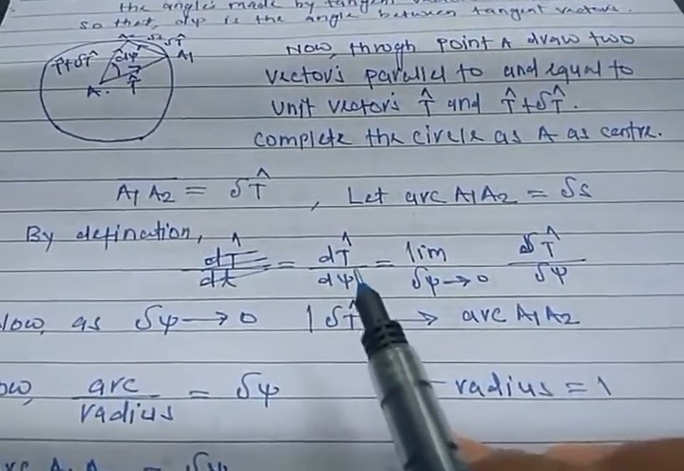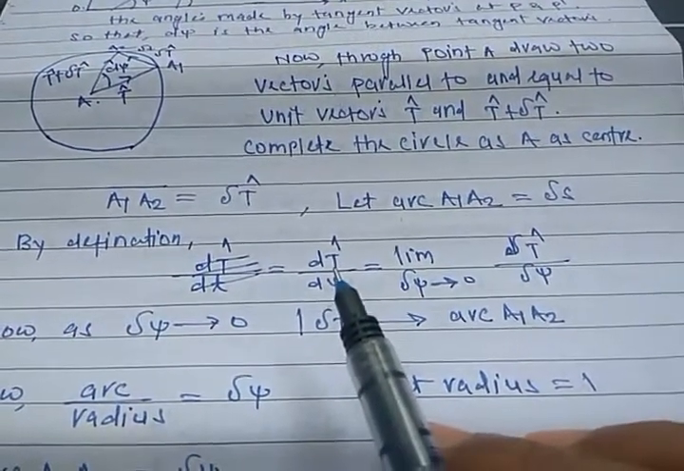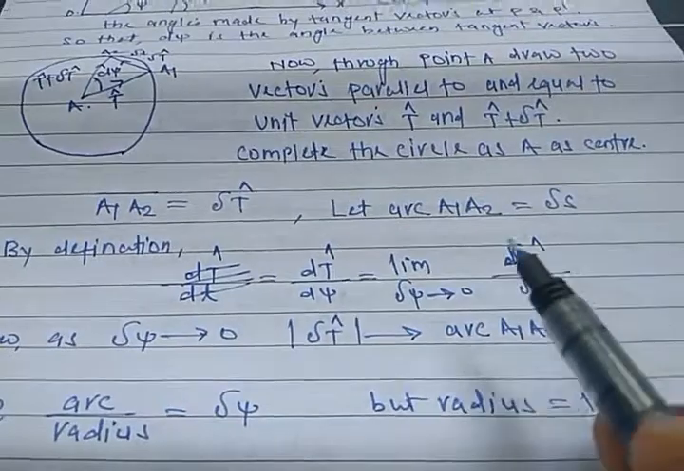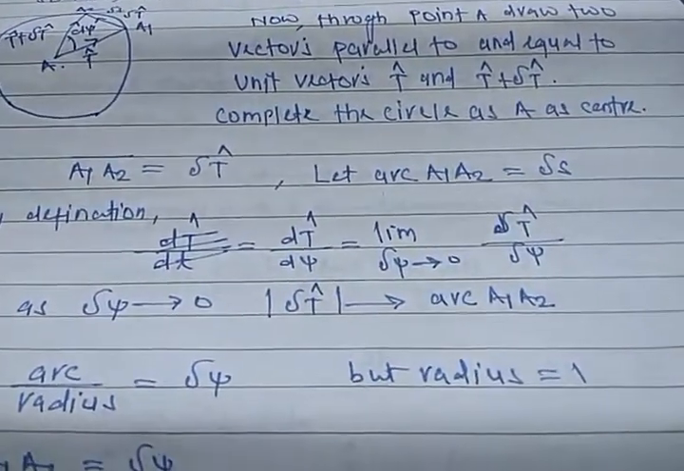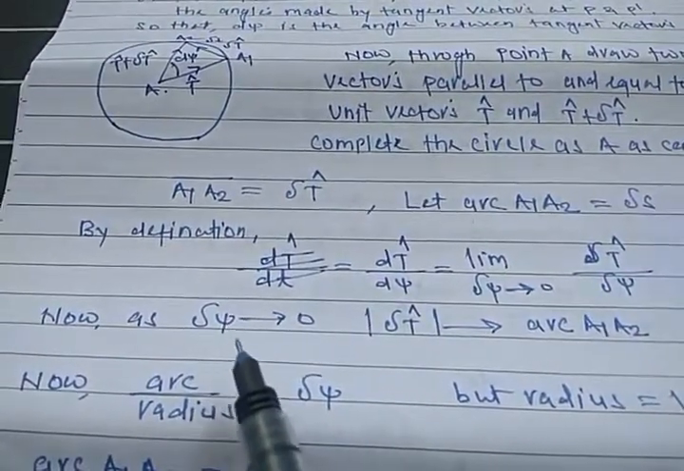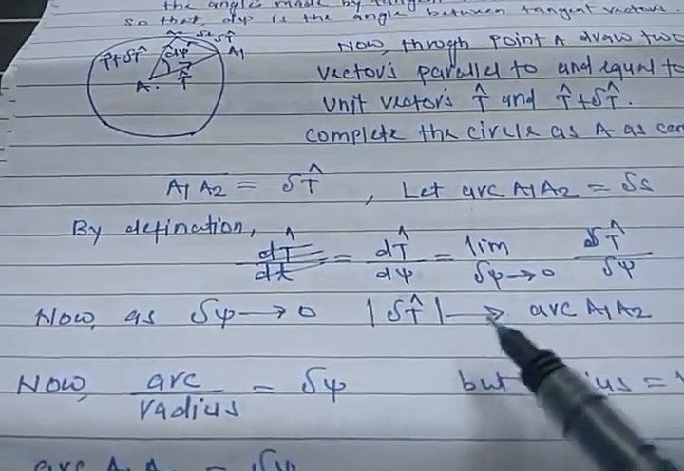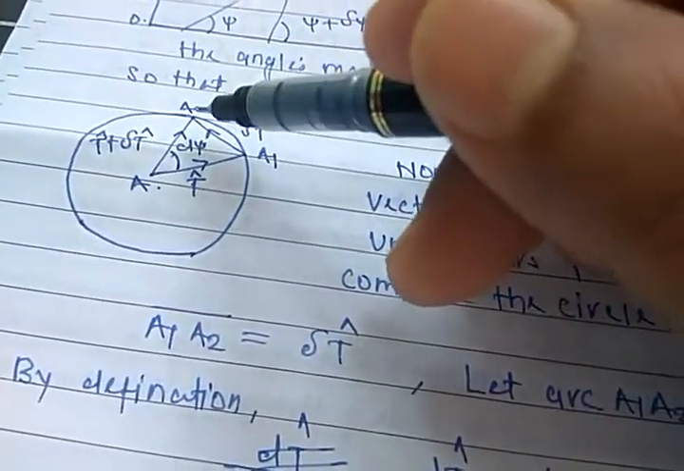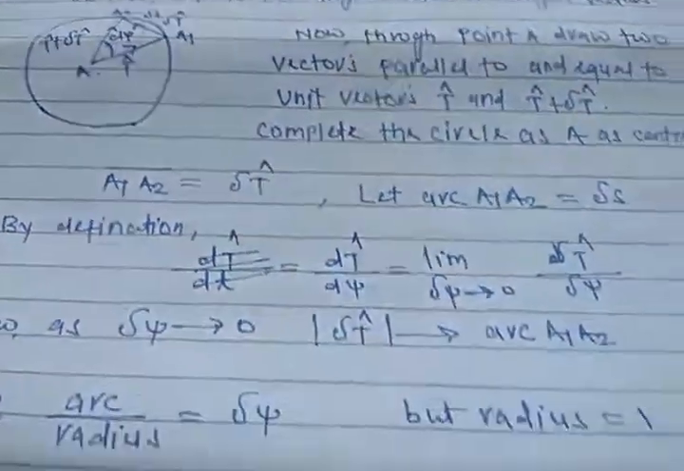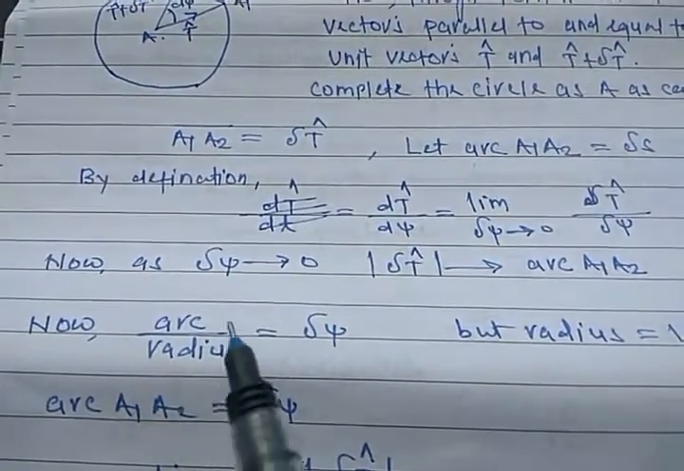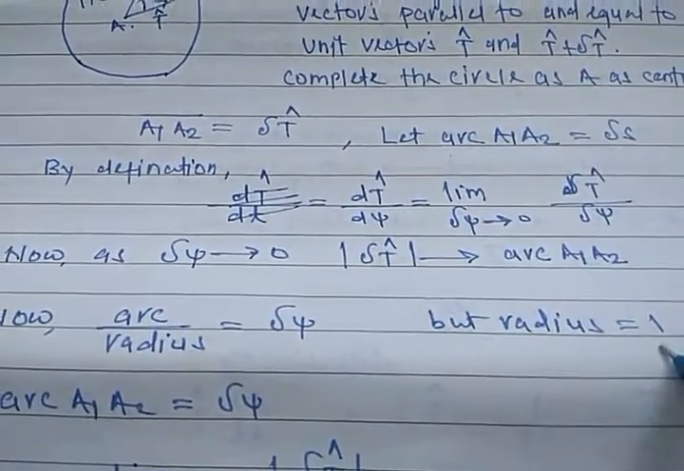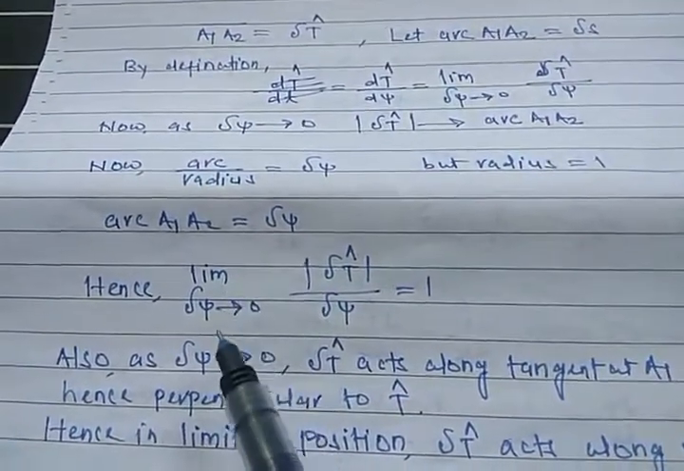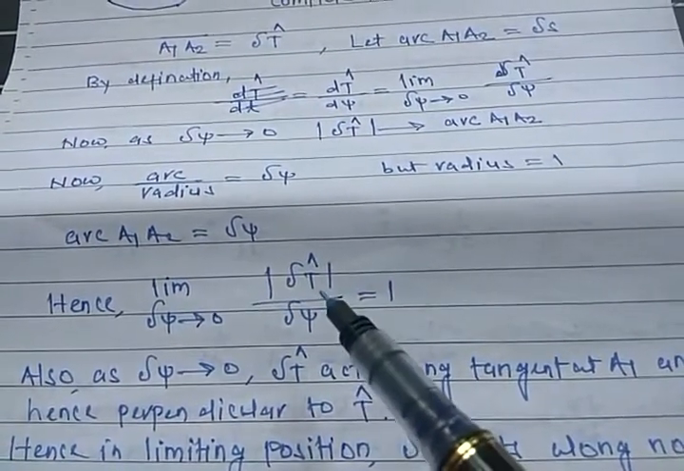Now by definition, dT cap upon d psi is equal to the limit as delta psi tends to 0 of delta T cap upon delta psi. This is the limit definition of differentiation. Now as delta psi tends to 0, delta T cap becomes arc A1 A2. You can see here, when this angle delta psi becomes smaller and smaller, chord A1 A2 coincides with arc length A1 A2. Now arc upon radius is delta psi. But we know the radius is 1, so arc A1 A2 is equal to delta psi.